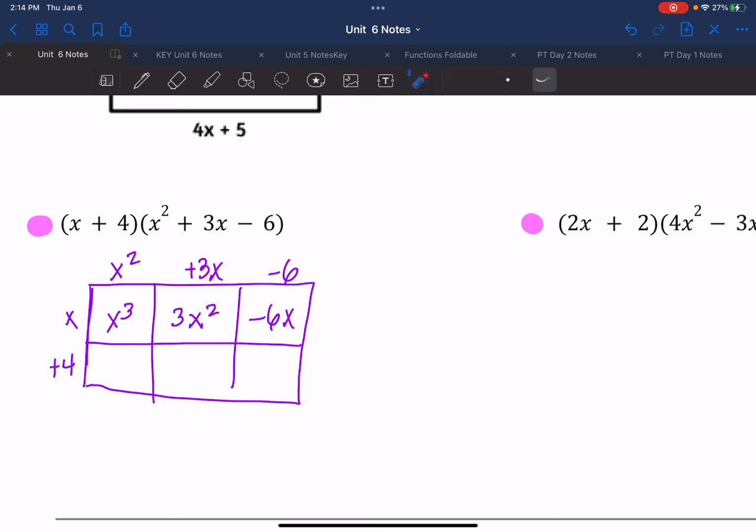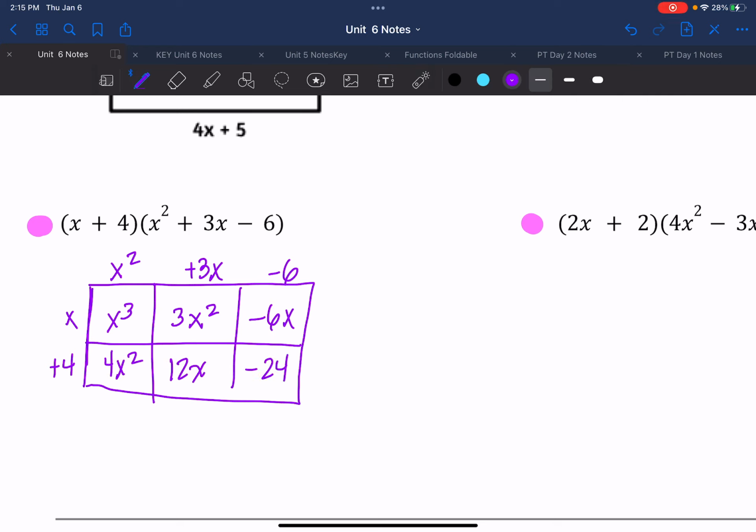All right, then we have 4 times x squared, so it's just smushed together, 4x squared. Then we have 4 times 3x, which is going to be a 12x. Lastly, we have 4 times a negative 6, which is going to be a negative 24.